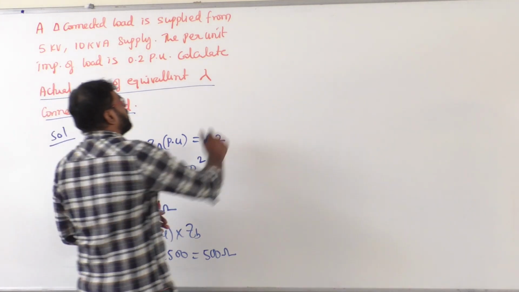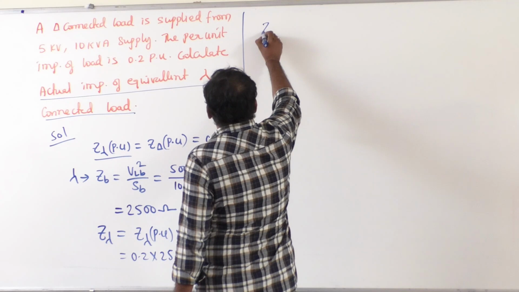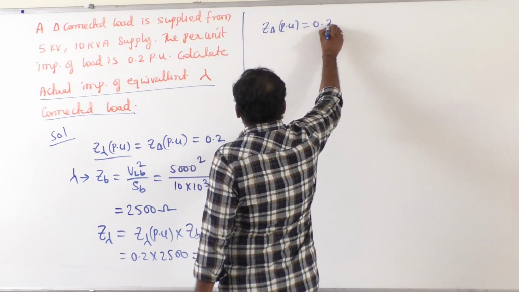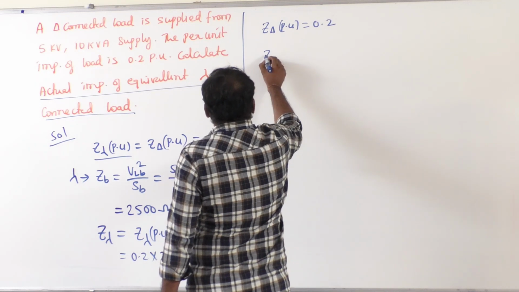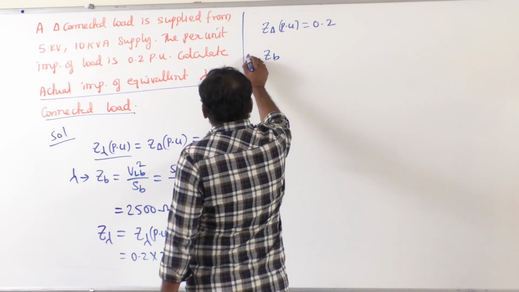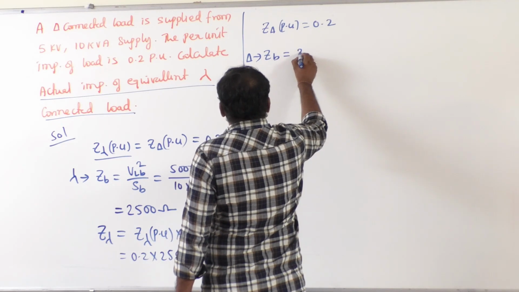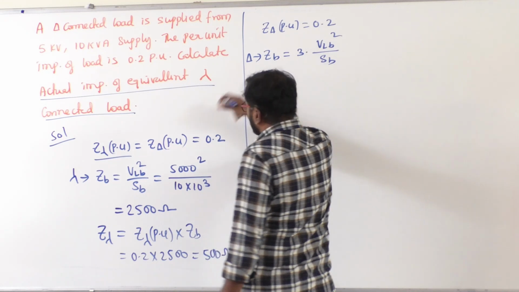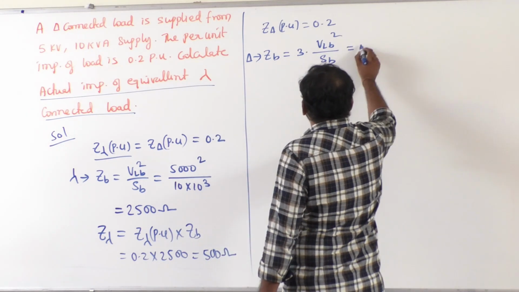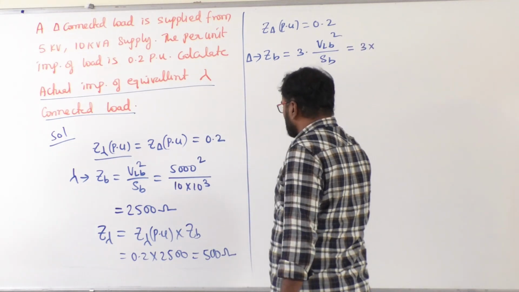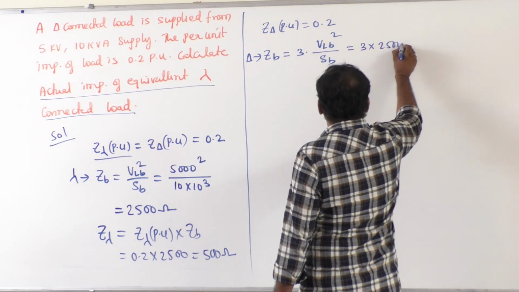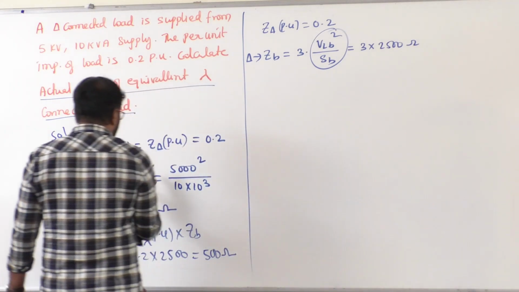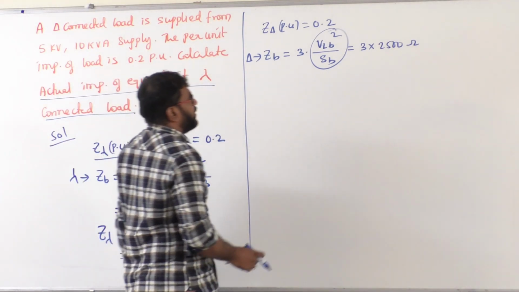So another method: let's calculate Z delta. The per unit value of Z delta is 0.2. Now tell me what is the Z base for delta connection. Z base for delta connection is 3 times V line base squared by S base. So I get 3 into 2500 ohms, because V line base squared by S base is 2500, which we just calculated.